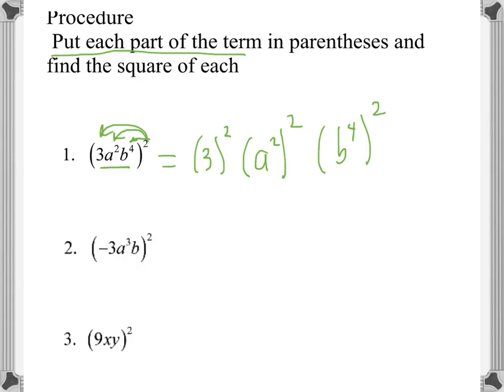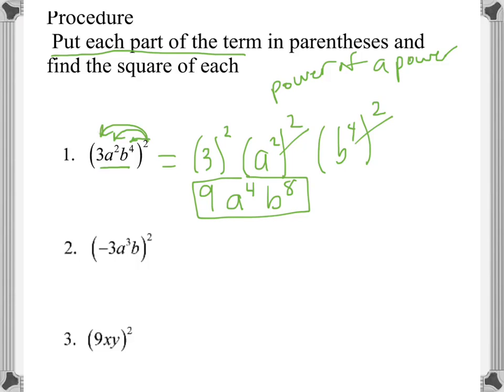So then I find the square of each of these terms. So that's 9, and then a squared squared, that's power over power rule, and so we multiply the exponents. So 2 times 2 is 4, so it's a to the fourth, and then same here, this is power over power, so b to the fourth raised to the second power is b to the eighth. And that's it. That is the square of that monomial.